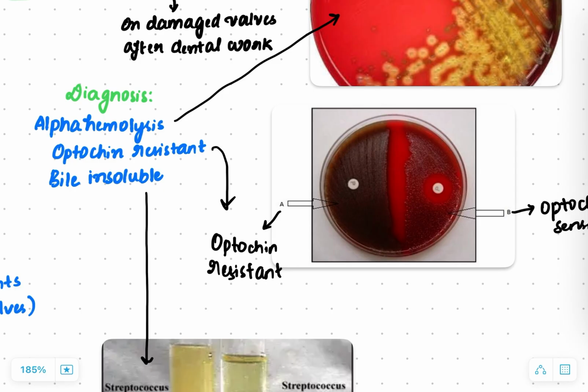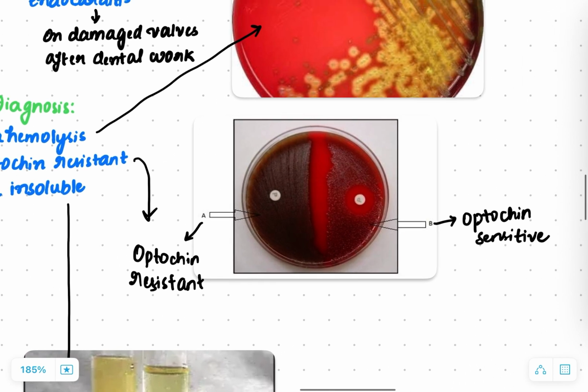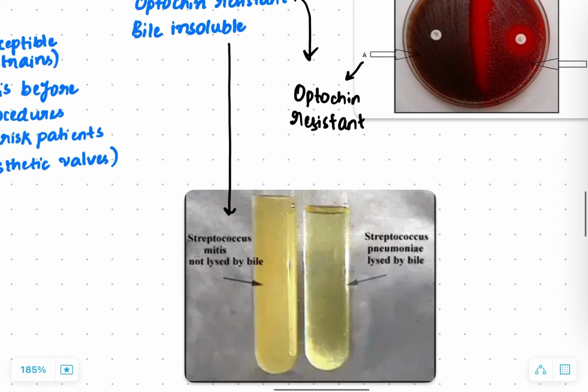Whenever we place a disc of optochin on antibiotic sensitivity testing, if the growth is complete and there is no stoppage of growth, then it is called optochin resistant. Contrary to that, whenever there is a zone of inhibition of growth around the disc, it is called optochin sensitive. The sensitive one is pneumoniae and the resistant one is the viridans group.